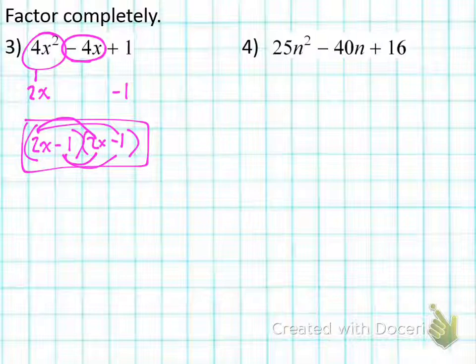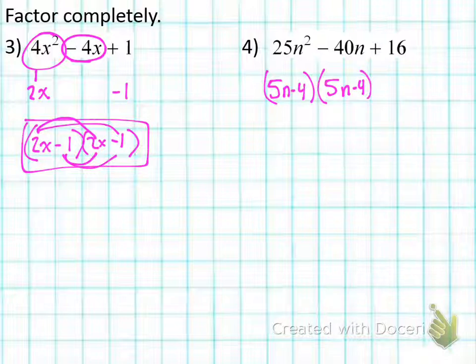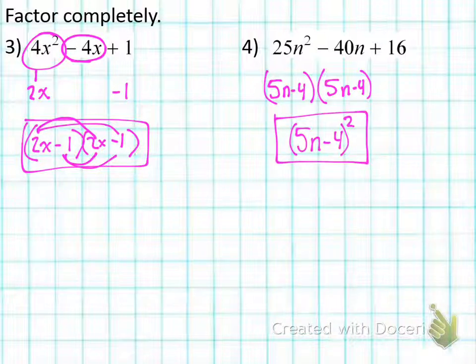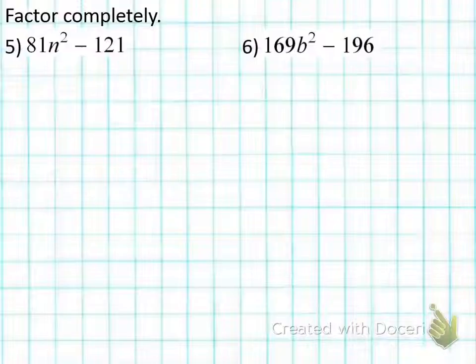Okay, here we go. Number 4. This is a perfect square. It should be, right? Go. All eyes up here. You got 5n minus 4 times 5n minus 4. That should have been your answer, okay? What's another way to write this? Check this out. I saw some of you do it. You could also write your answer like this: 5n minus 4 squared. Is this okay? Yes, it's okay.